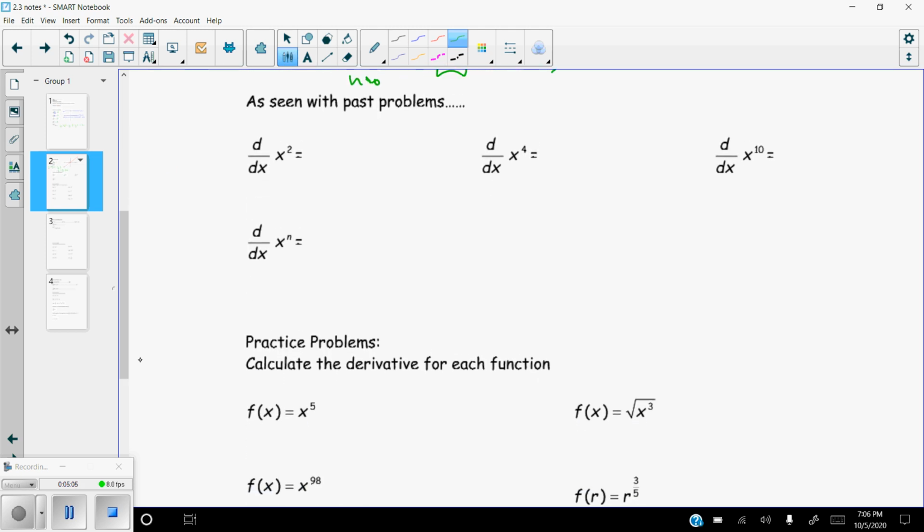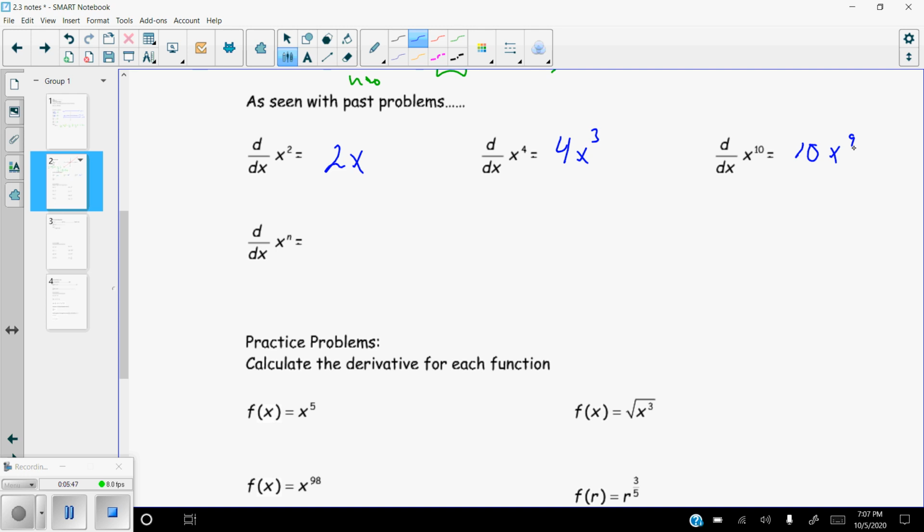All right, and as seen with some of the past problems, some of the stuff that we did in a prior lesson, we've already done the derivative of x squared. We did that the long way, and we ended up getting 2x. So if I was to tell you that the derivative of x to the fourth is 4x cubed, you might already have figured this out. But if you haven't figured out the pattern, if I was to tell you that the derivative of x to the 10th is 10x to the 9th, maybe then you can see what's happening here. Literally, all we have to do is bring the exponent out to the front and then reduce the exponent by 1.